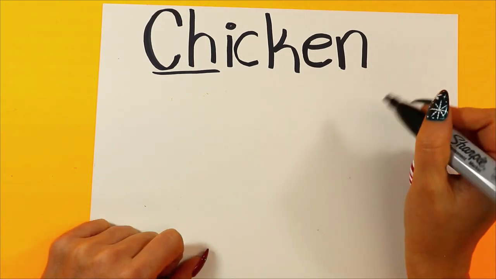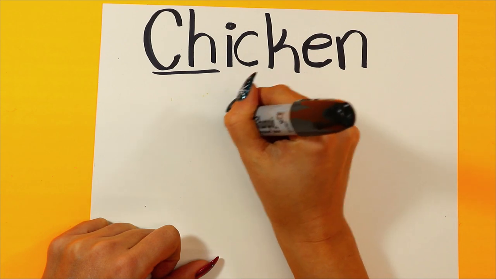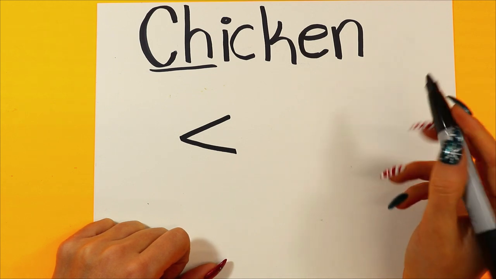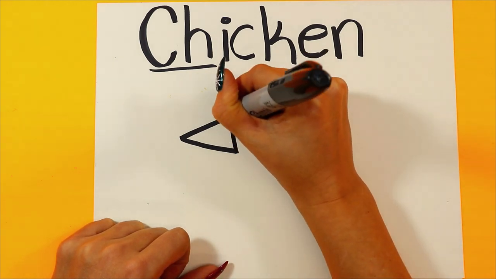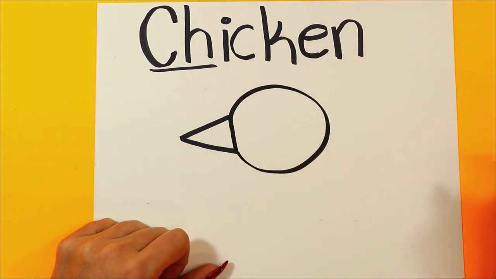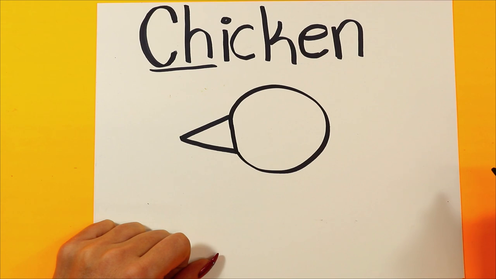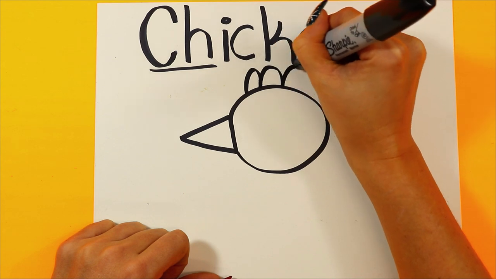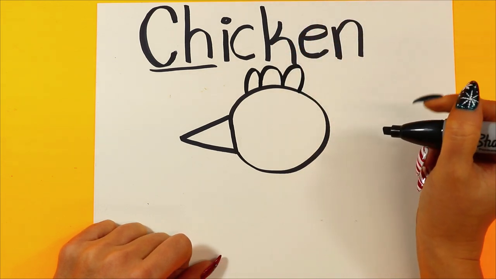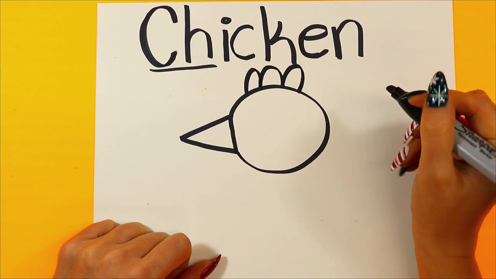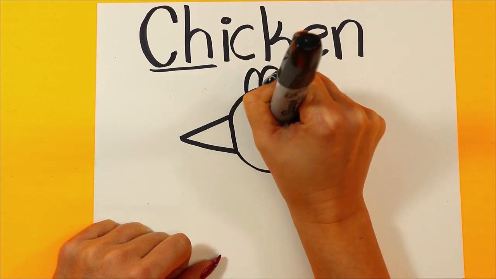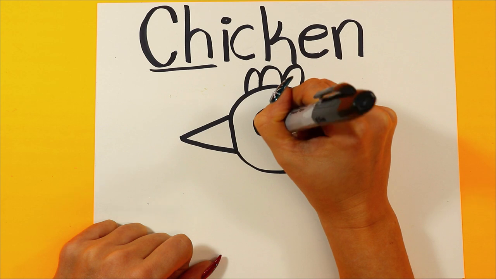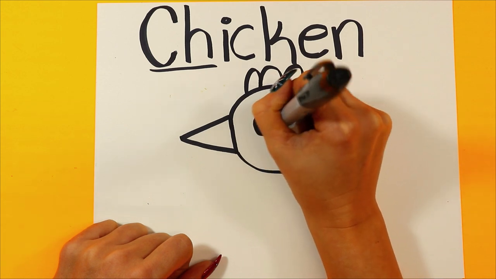Good job. Let's draw our chicken. We're going to begin with the beak. We're going to draw a circle for chicken's head. We will draw wavy lines at the top like bunny hops for the comb on chicken's head. Next, we'll draw a circle on the face for the eye. And I like to draw a smaller circle and color in the eye dark, leaving just that circle white.